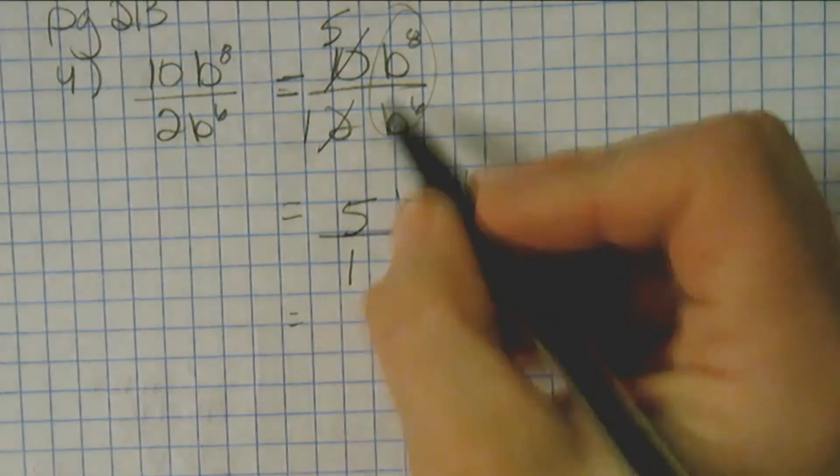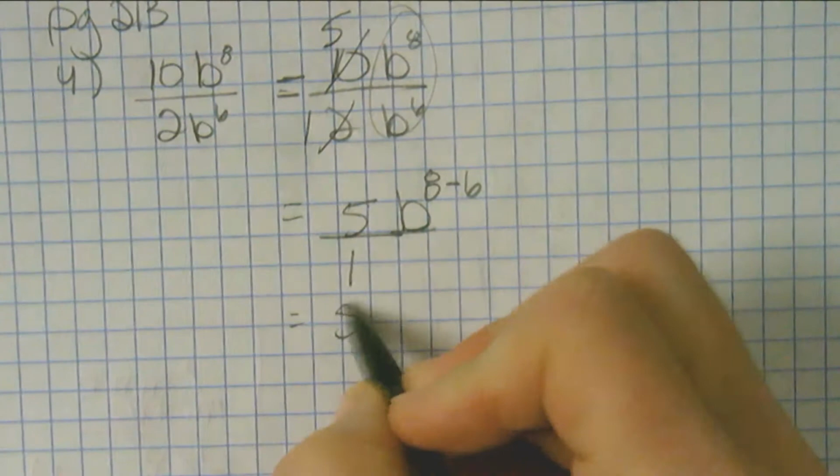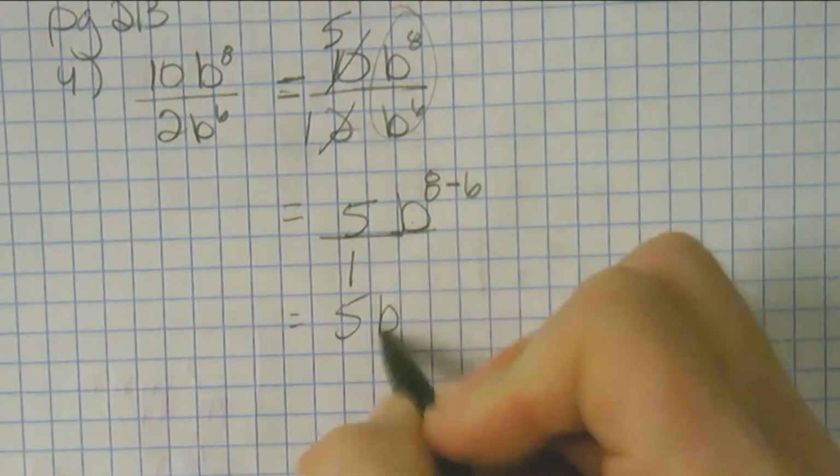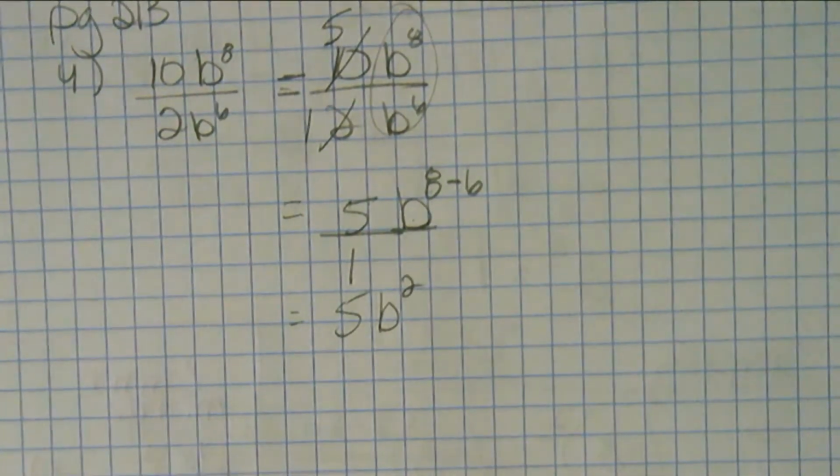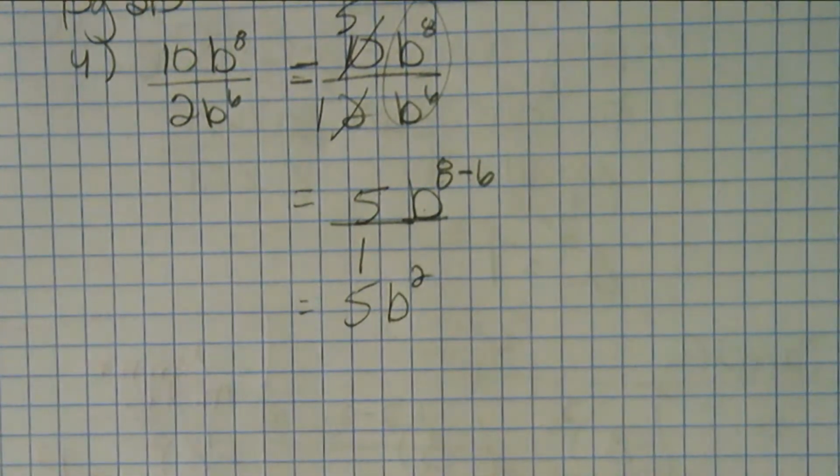All right, so from here, I am going to do 5 times b to the 8 minus 6, which is b squared. So Christiana, there is number 4 for you. Are you cool with that? Awesome.